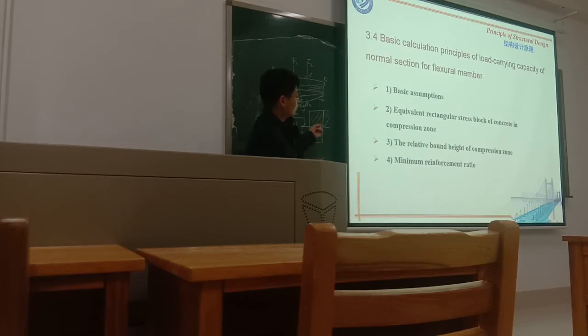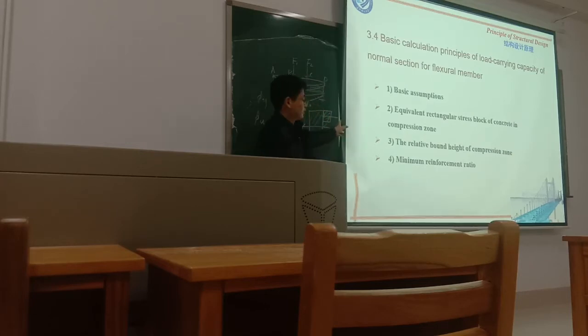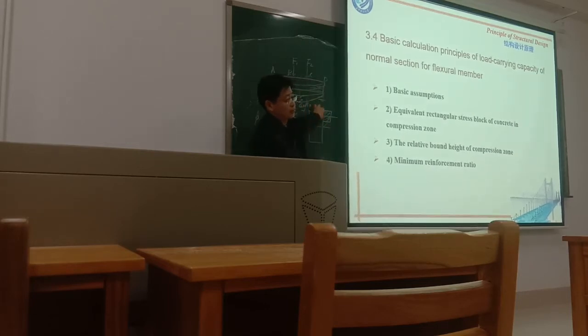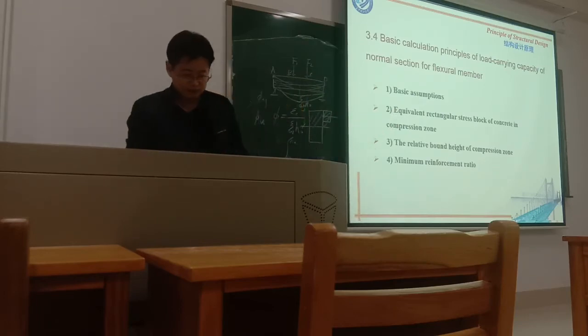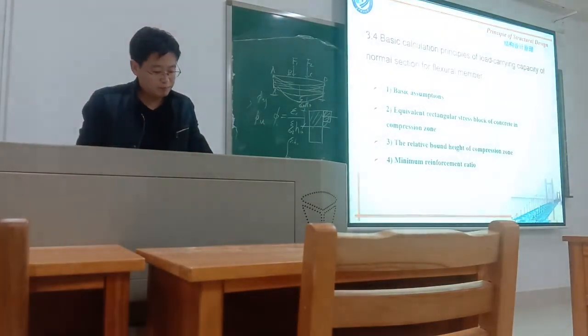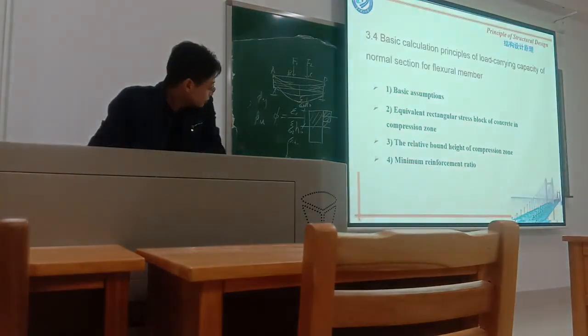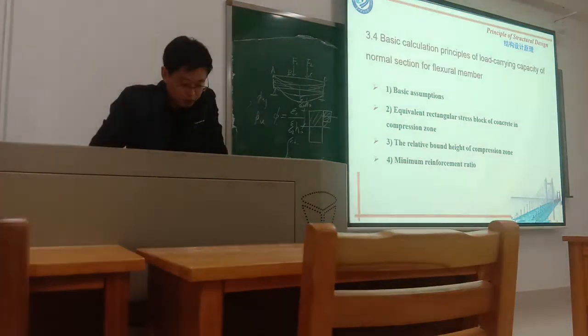So we want to make a relatively easy method. Use the equivalent method, rectangular equivalent. Keep the resultant force unchanged and the point of application unchanged. Keep the value of the force and the action point of the force unchanged. Then we use this rectangular shape to replace this curve. So that's the second part, the equivalent rectangular stress block. And the third part is the relative depth of the compression zone and the minimum reinforcement ratio.